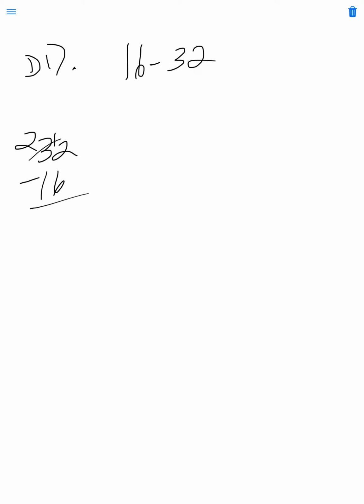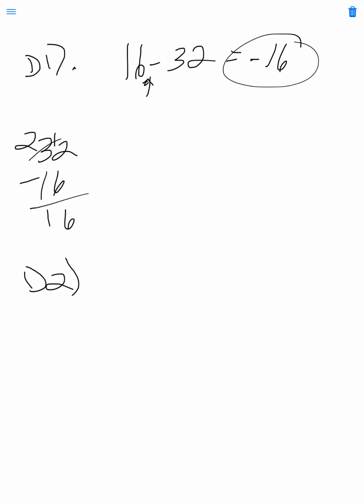Then for D1 and D2, for D1 I had 16 minus 32. We got to be careful here because we're actually moving 16 to the left 32 times. But because 32 is bigger than 16, I'm going to keep this sign as negative.